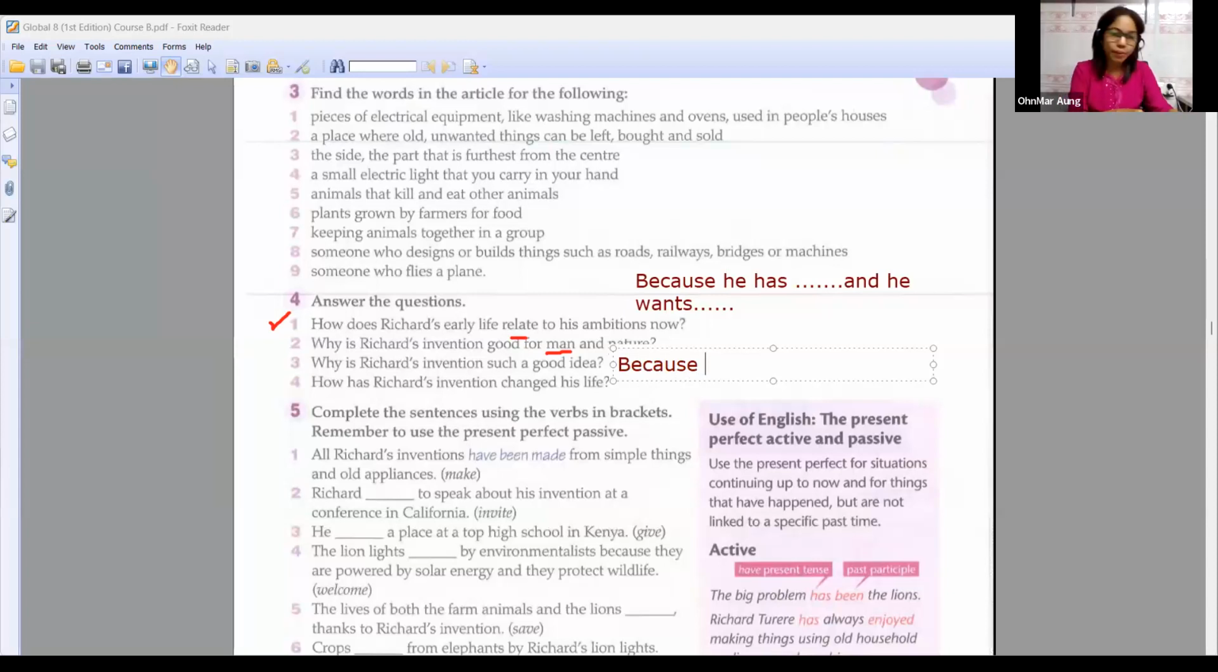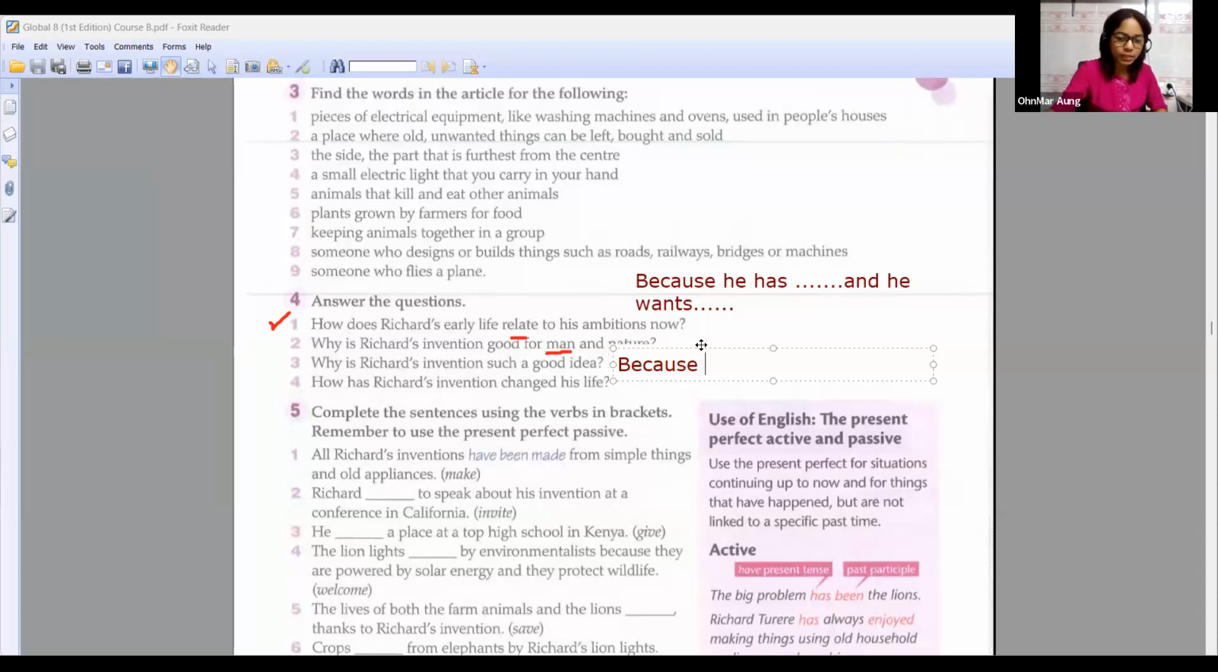So you just summarized the previous answer. It is okay, but you cover only one point. I want you to cover both. It's a good idea because almost every farmer can afford it, and the predators are not killed anymore. The predators are not killed.